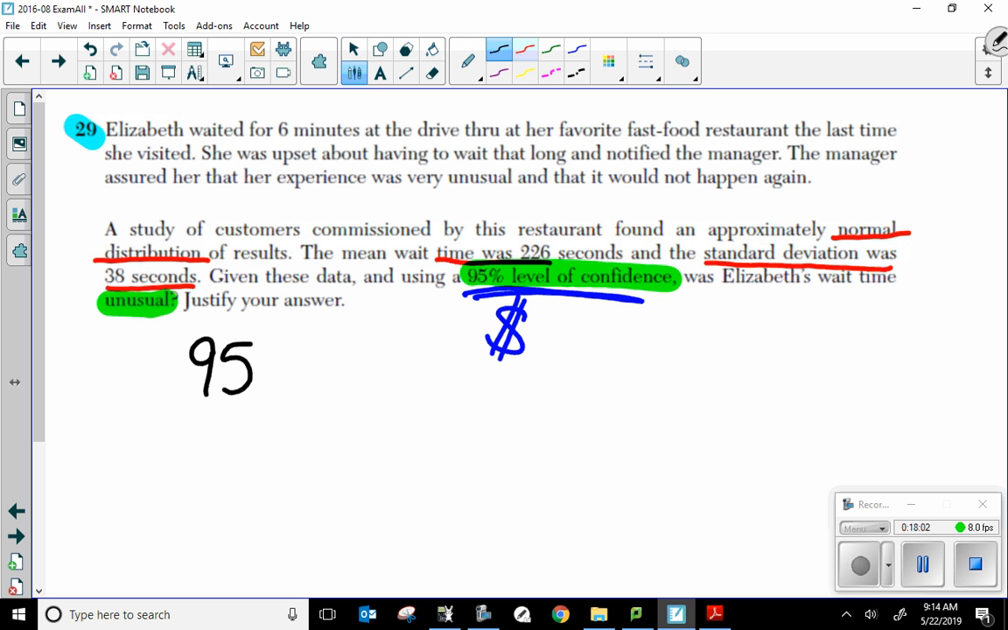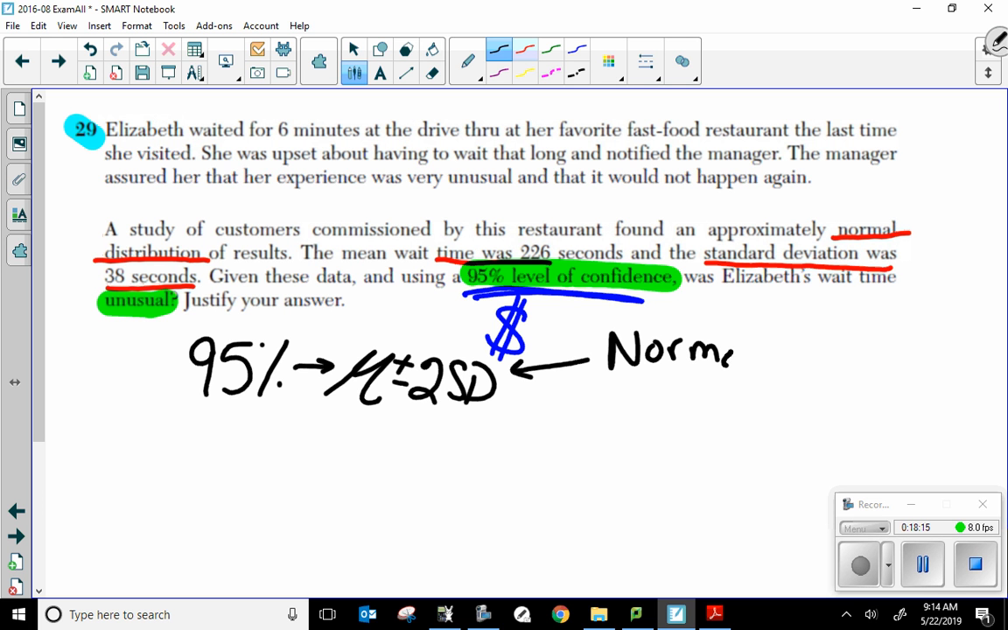95% should immediately have you think it is the mean plus or minus 2 standard deviations, okay? Inside this interval is everything that is normal or everything that is considered usual. If Elizabeth's wait time is inside this interval, it's normal. If it is outside this interval, it is not normal, therefore it is unusual. So we just need to figure out what this interval is.